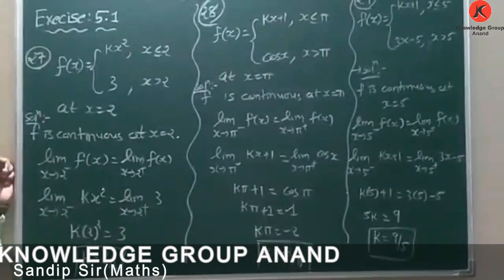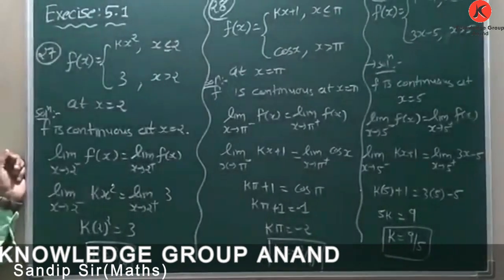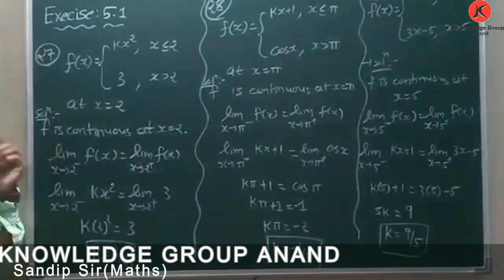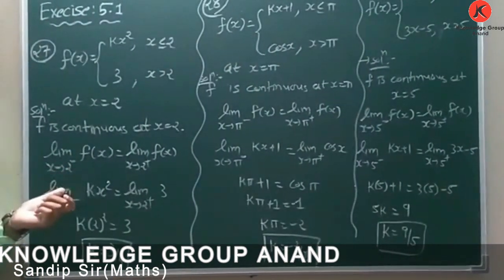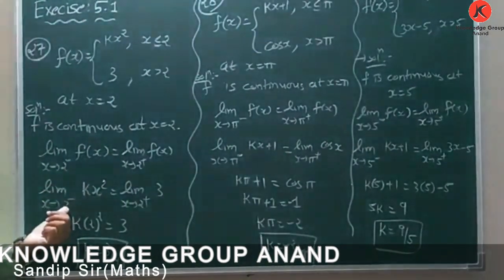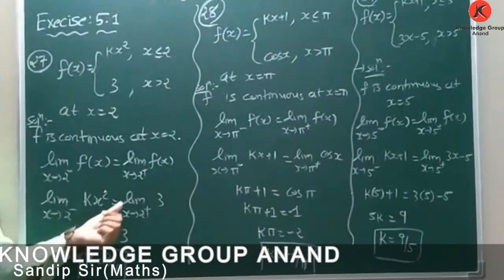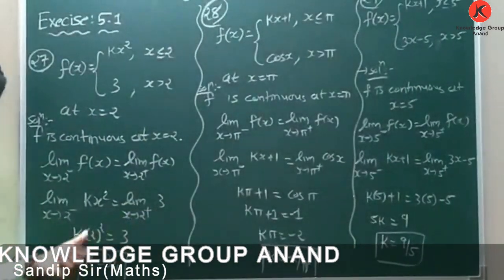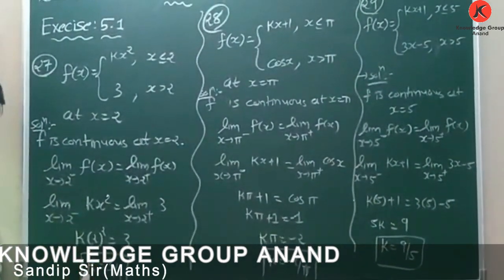Exercise 5.1, question 27. f of x is equal to kx square where x is less than or equal to 2, and 3 where x is greater than 2, and at x equals 2 the given function is continuous. So f is continuous at x equals 2, so according to the definition of continuity, limit x tends to 2 minus f of x is equal to limit x tends to 2 plus f of x. For x slightly less than 2, the function is kx square, and that equals the limit for x slightly greater than 2, that means 3. So k times 2 square is equal to 3, 2 square is 4, making k the subject, k is equal to 3 by 4.